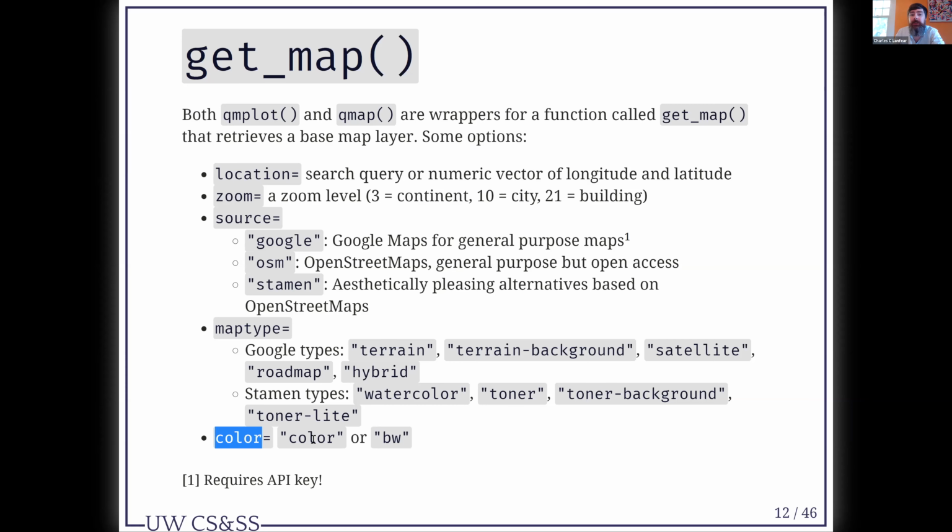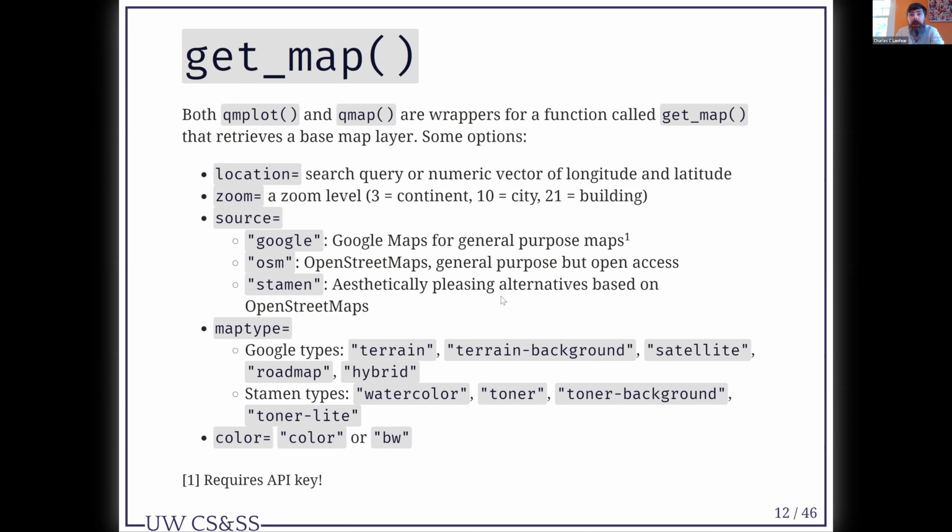Color is nice. You can specify whether you want the maps to come to you in color or in black and white. This is nice because if you make a beautiful color map and you put it in your journal article, your journal will butcher it and manually convert it to black and white, and it will look like garbage. It's better to just give them the black and white map so they don't butcher it for you.